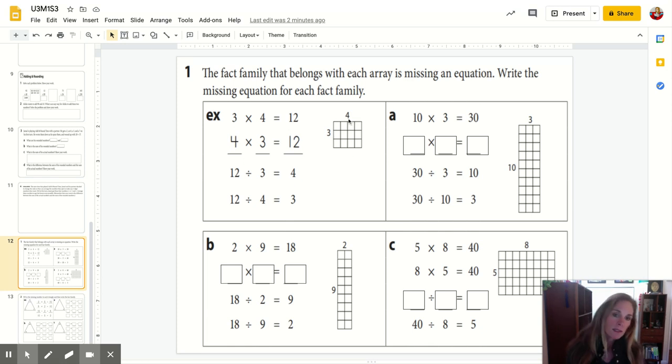Same if you turn it on its side. 4 times 3 is 12. Then you know that 12 divided into 3 groups equals 4. And 12 divided into 4 groups equals 3. 1 group of 3, 2 groups of 3, 3 groups of 3, 4 groups of 3. 12 divided by 4 equals 3. So I'd like for you to go through these fact families and fill in the blanks.